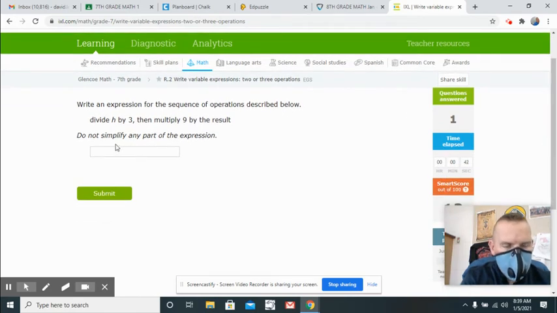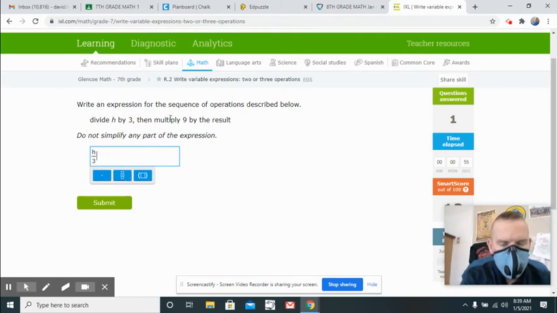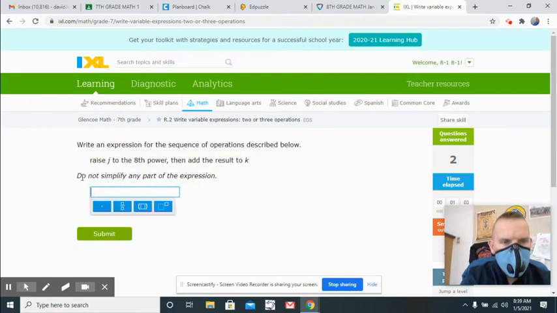All right, divide h by 3. H divided by 3. You could also use this little fraction bar. H divided by 3. Then it says multiply. And notice they want to use the dot for multiply by 9. Do not simplify.